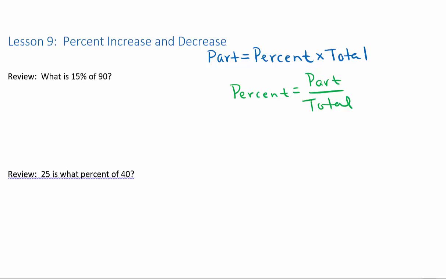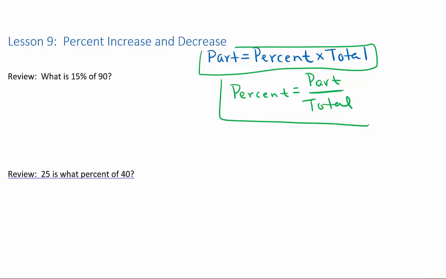Like to come back to the idea of percent. Earlier, we learned that we can use this equation, part equals percent times total, to solve percent problems. Now, notice if I take this equation and divide both sides by total, I get another equation that says percent equals part over total. So another way of thinking about percent is it's actually a ratio of the part that you're talking about divided by the total. So let's quickly review what we learned in the past, and then we'll expand on that.